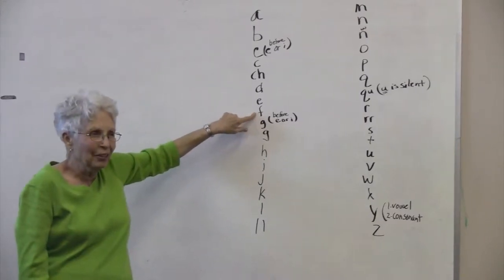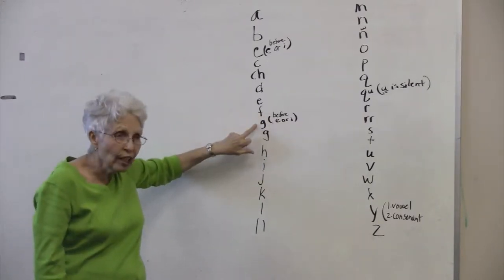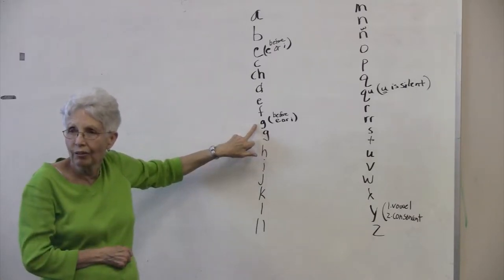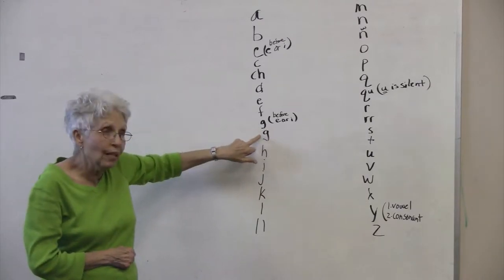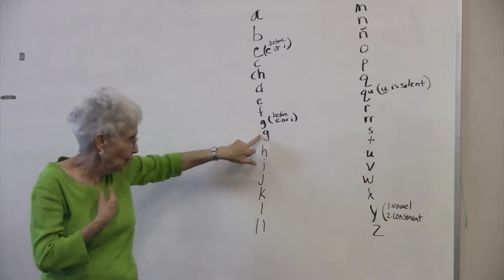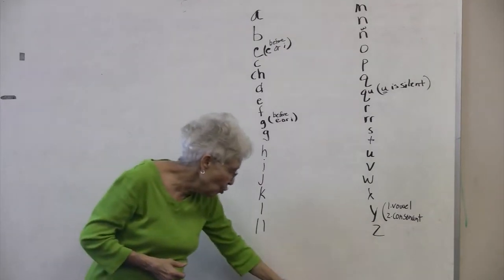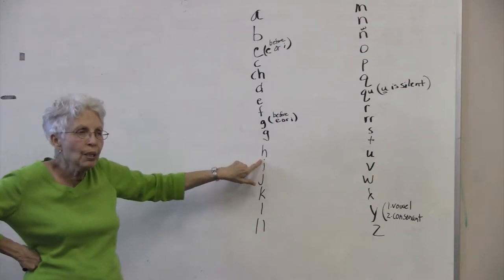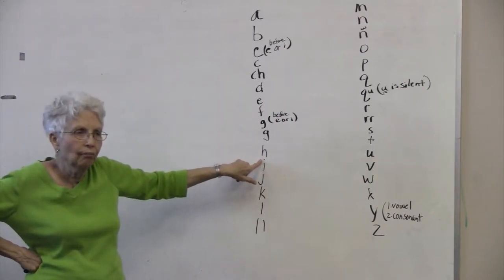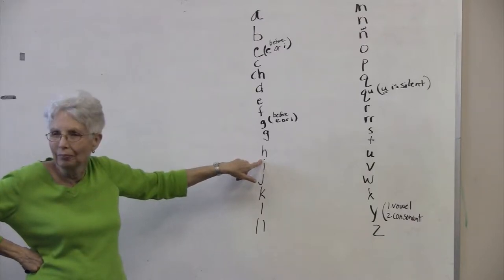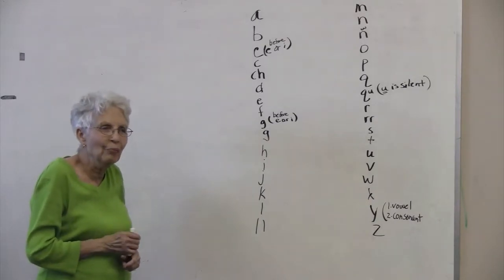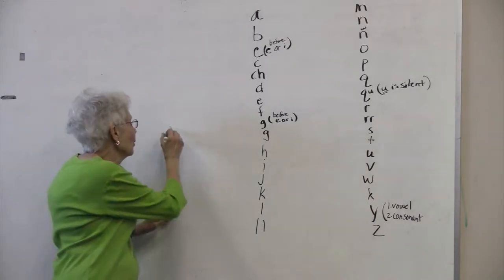F, just like in English. Okay, no problem with that one. G, if you see it before an E or an I, it's a sound like an H. Otherwise, it's a hard G sound. Sometimes there are exceptions, which I'll deal with when we come to it later. What's the sound H makes, if you were here last week? It's silent. It doesn't make any sound. It's just there.